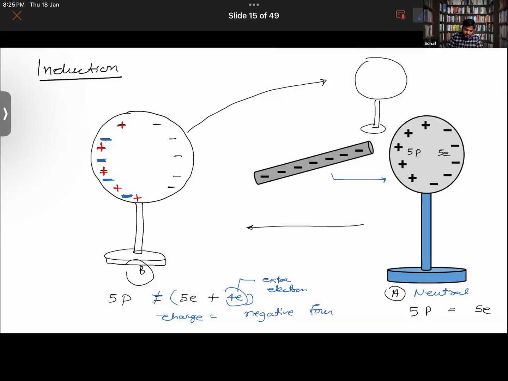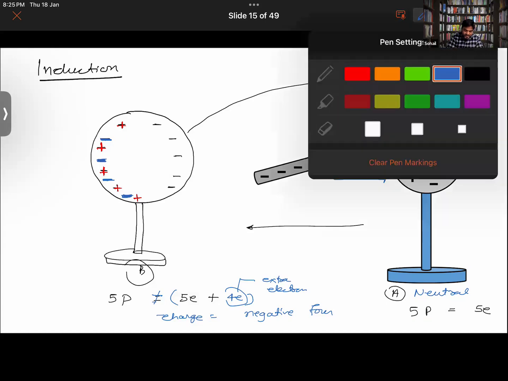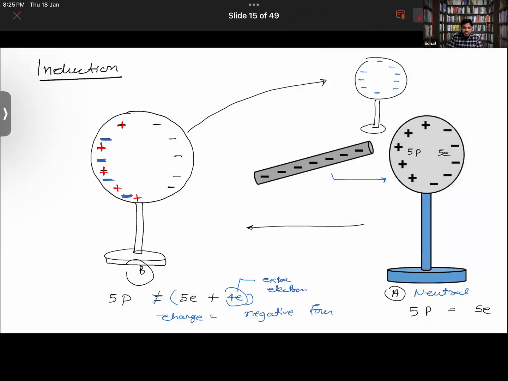Total 9 electrons are there in it now. So 1, 2, 3, 4, 5, 6, 7, 8, 9. Let's say it is like this. So now the electrons will be placed at equal distances, and the arrangement will be like this. You guys getting what I'm trying to say?